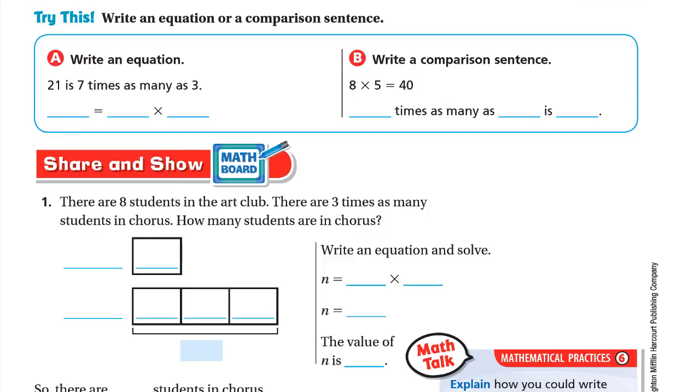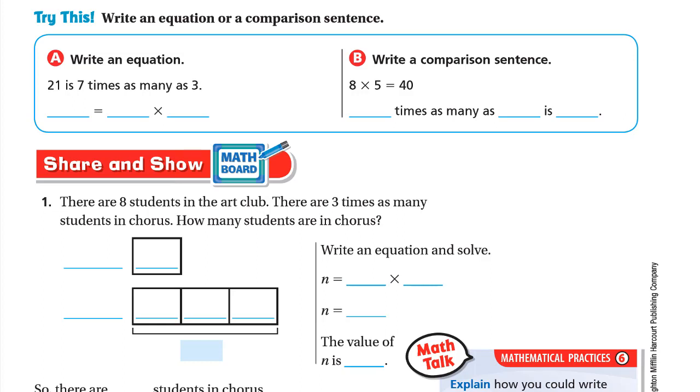Okay, so try this. Write an equation or comparison sentence. So this is our goal from this lesson. It is to write an equation or write a comparison sentence. So at letter A, write an equation. Let's translate this. It's a word thing and we want it as an equation. Only numbers, an equal sign, and a multiplication sign.